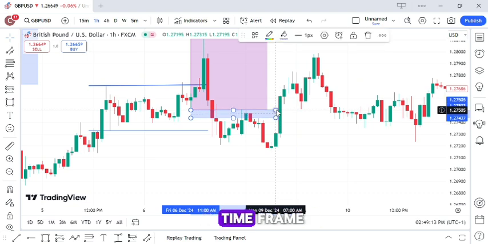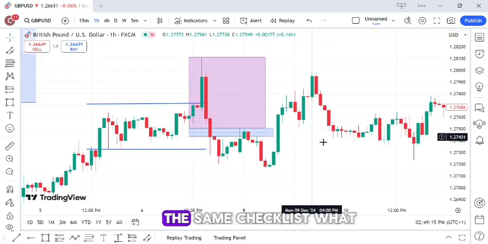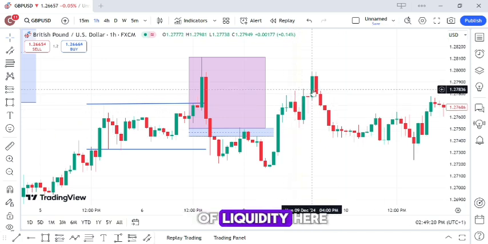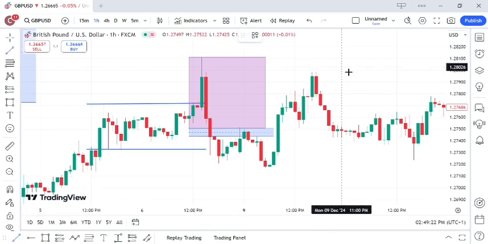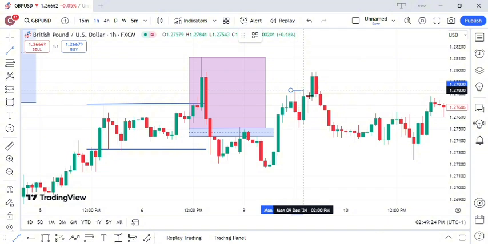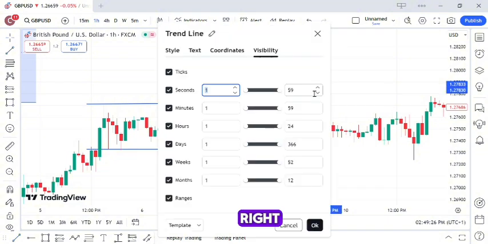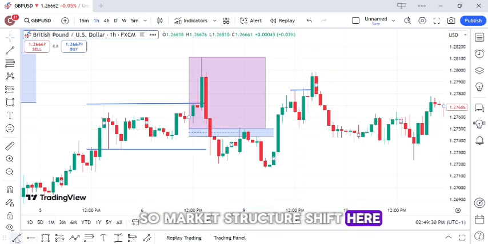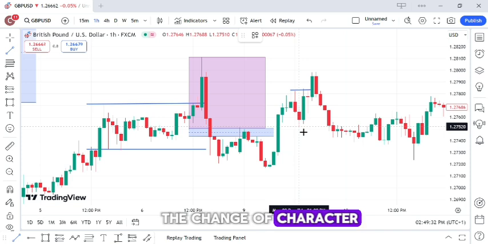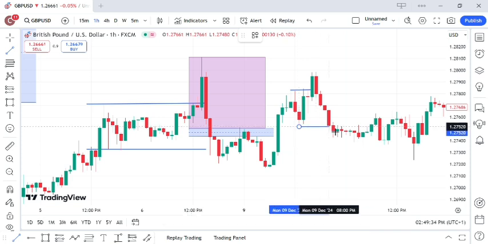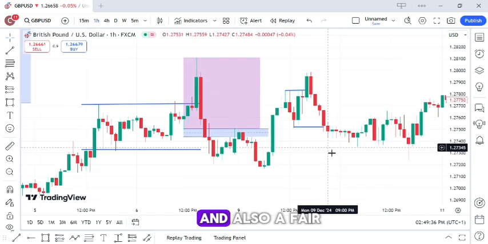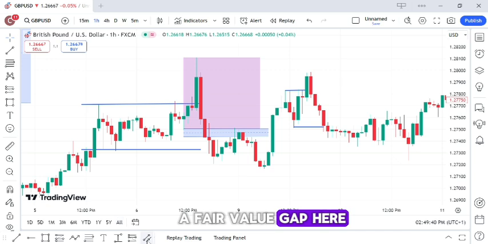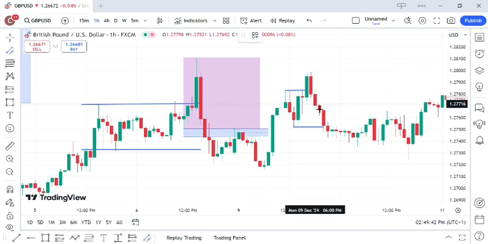Now on the 1 hour time frame, the same checklist is what I saw. I saw a sweep of liquidity here, a sweep of liquidity, right? I saw a market structure shift here, a change of character, and also a fair value gap. This is a fair value gap here, the fair value gap here.